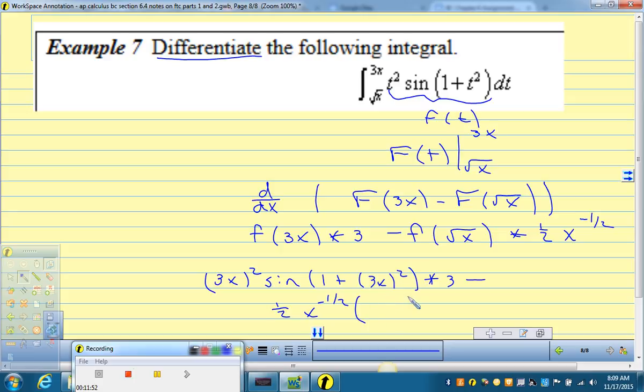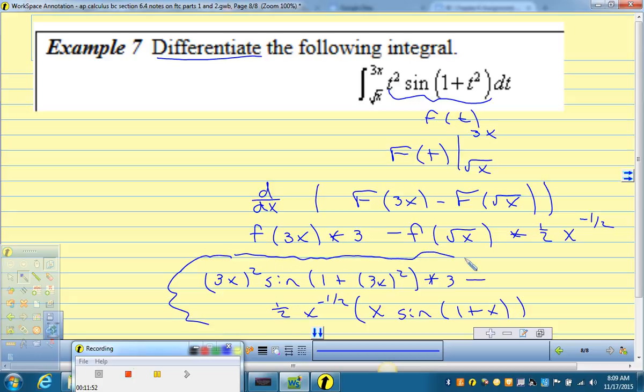Times what? Root x squared, so that's just what? Better? Just x, thank you. Sine of what? 1 plus x. And there's our answer.